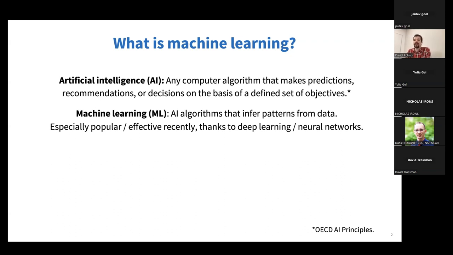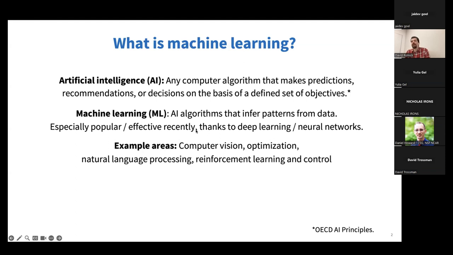and it has become particularly popular recently and more effective thanks to the advent of deep learning, which is also called neural networks. Neural networks and deep learning are not quite the same thing, but they're very close to the same thing. Now, when people say AI now, they generally mean machine learning. That is not always true. And when people say machine learning, they sometimes mean deep learning, but that is definitely not always true.